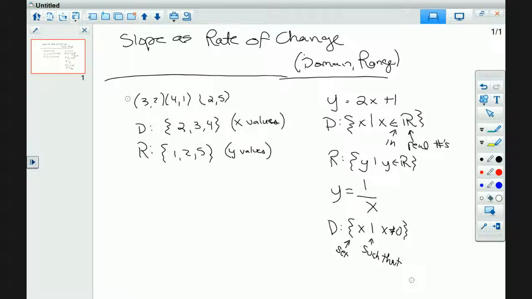Okay. What's the range of this? Can I get 0? No. I cannot. Can I get everything else? You bet I can. Okay, so domain and range, just remember it's the x values and the y values. I just want to show you some of the finer points.